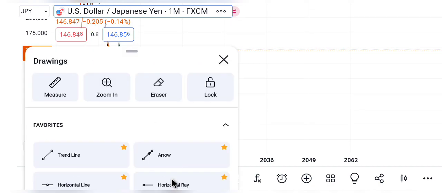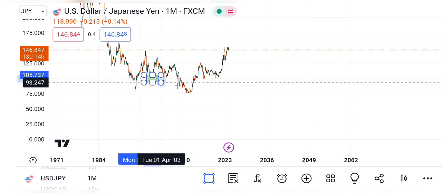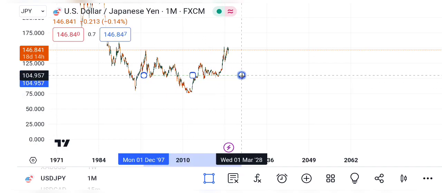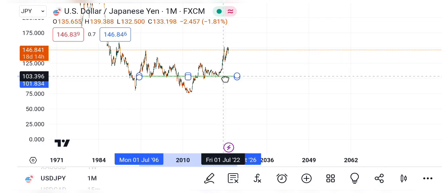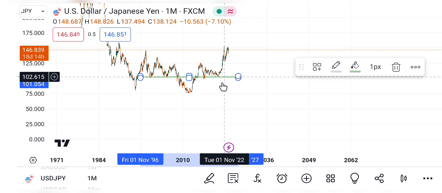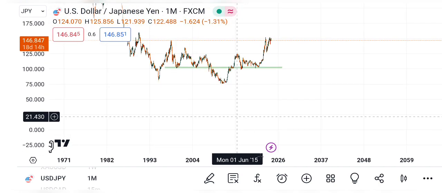So we spotted a support level here. See, this is the monthly time frame. Just got a support level, a place of interest for me. You can see. So I'm going to mark it out. Let's go.